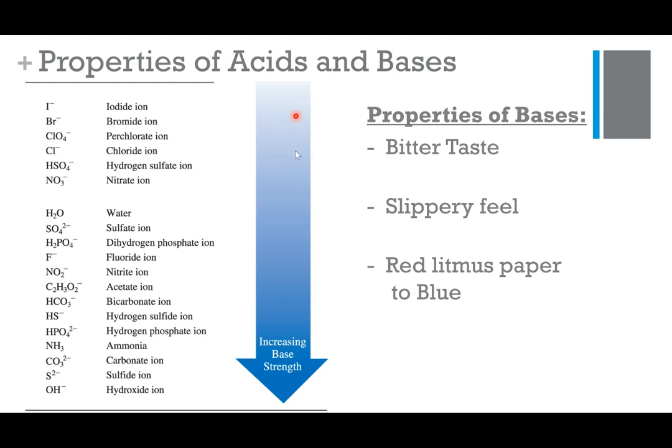And then bases very often are denoted with the color blue because they turn red litmus paper to blue. Again, we have red litmus paper and we have blue litmus paper in a lab. If I dip red litmus paper into a base, it will turn to the color blue. If I dip blue litmus paper into a base, it just stays blue. So that's why we denote bases with the color blue.